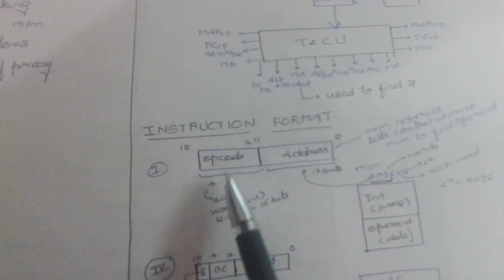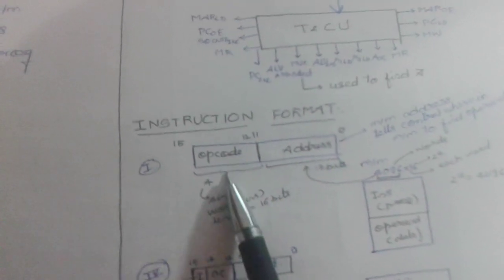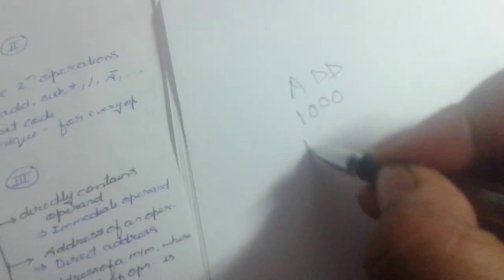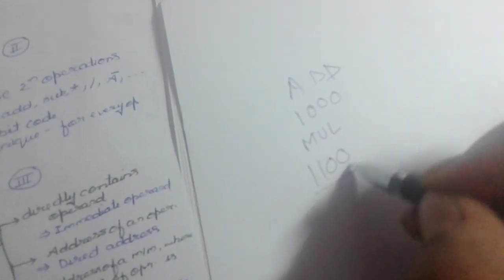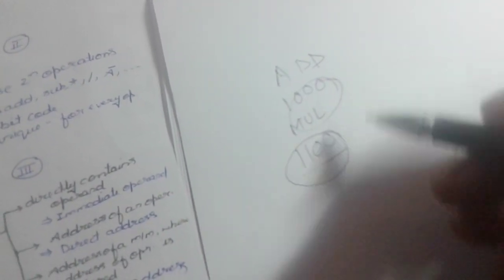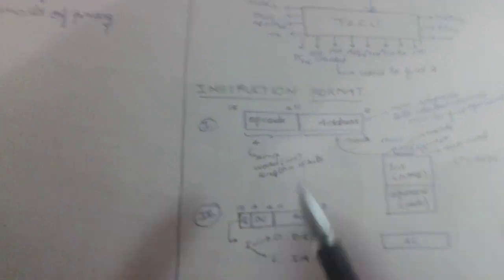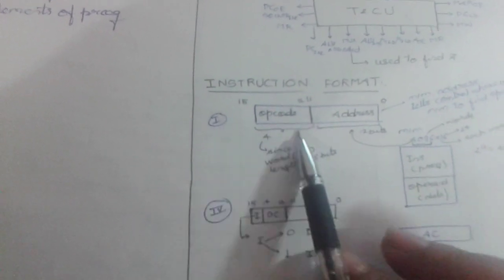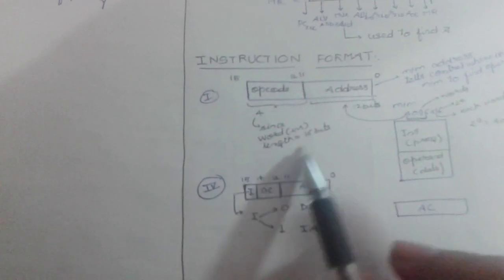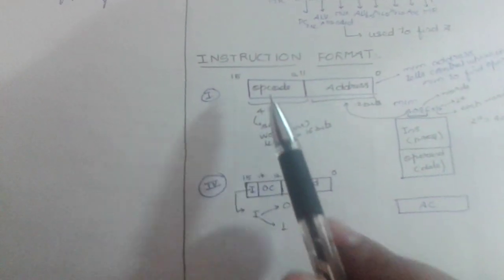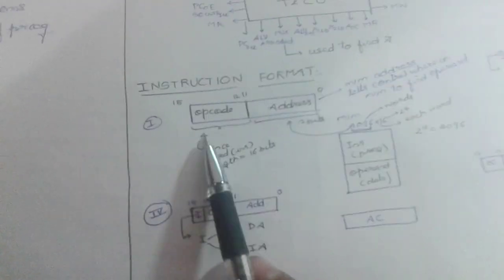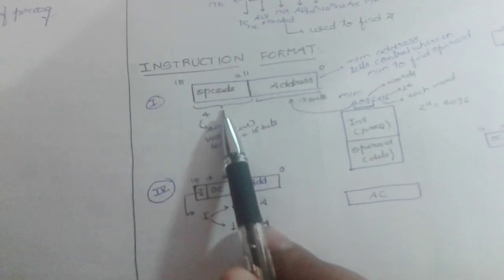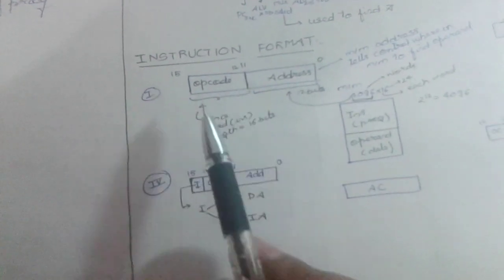These 4 bits are used for storing the opcode. What is opcode? Opcode is operation code, that is, for add we have some opcode like 1000, and for multiply we have some opcode like 1100. So this is known as opcode, operations in binary format. Since its length is 4, the total number of combinations possible is 2 to the power 4, which is 16. So we can have a total of 16 different combinations for opcode. Does it mean that we can have only 16 operations in a computer? No, we will discuss it later.